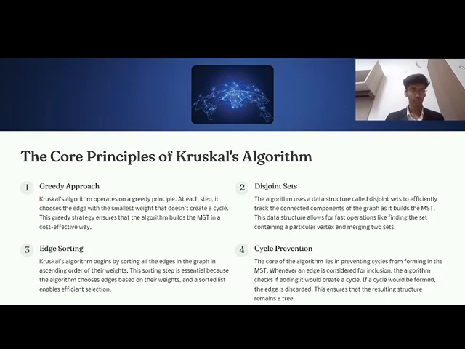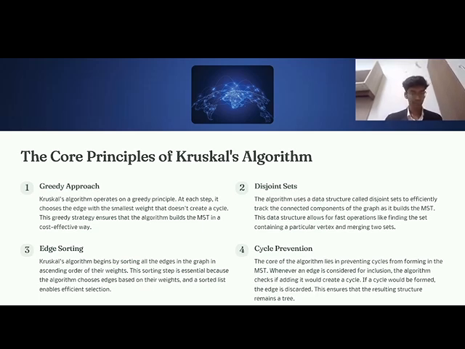So you can see the core principles of Kruskal's algorithm: first, greedy approach, disjoint sets, edge sorting, and cycle prevention. In the greedy approach, at each step, it chooses the edge with the smallest weight and makes sure it doesn't create a cycle. And disjoint sets: this data structure allows for fast operations like finding the set of a particular vertex and merging two sets. It is very useful.